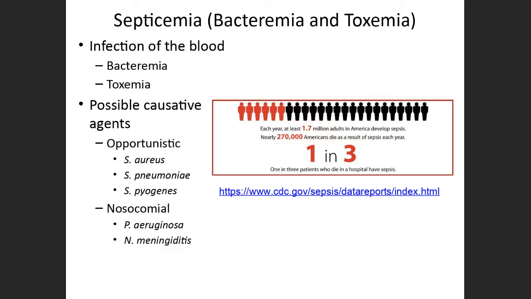Now, when we look at this word, septicemia, immediately we think sepsis. So there's some sort of infection in the blood. Now, it could be that you have bacteria, literally bacteria, in your bloodstream. Or it could be that in your bloodstream, you're moving around a toxin that was produced by a bacteria somewhere else in the body.